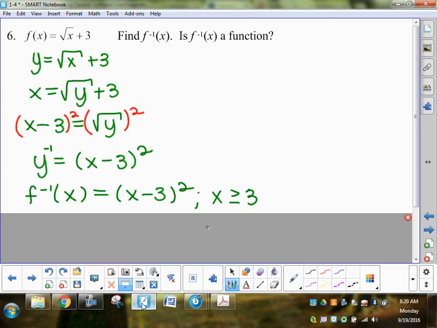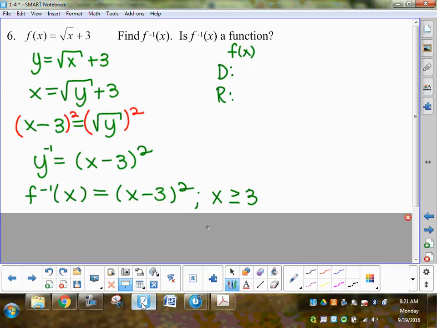Why do we need to put that restriction on it? Because the original function is 1 to 1. Our inverse doesn't match that. You only need half of the parabola. Now let's look at the original. What is the domain of the original? You can either look at the graph or look at the expression. Jack, what would your domain be of the original function?